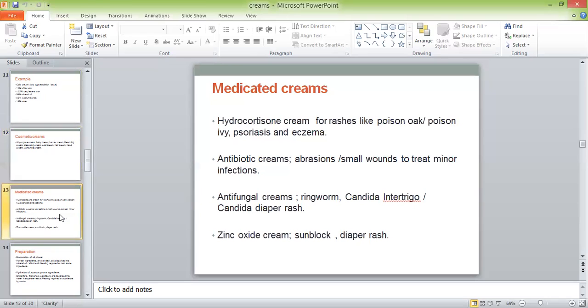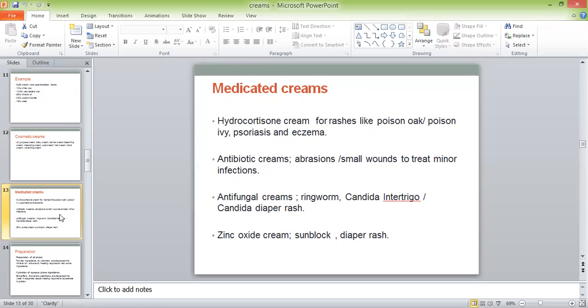First of all, we have hydrocortisone cream, which is used for the rashes caused by poison oak or poison ivy, and for psoriasis and eczema. Poison oak or poison ivy is basically a plant which grows in woody marshy areas in North America. The plant itself is not poisonous, but there is an oil in it, urushiol, and because of that oil, when the leaves are touched, the skin becomes itchy, blisters appear, and a rash is produced on the skin.